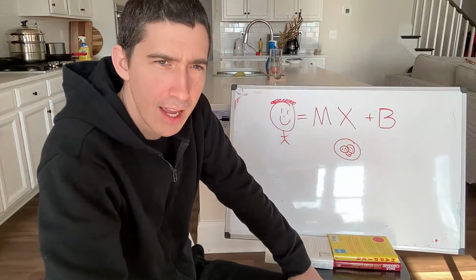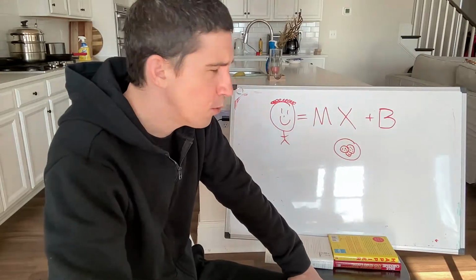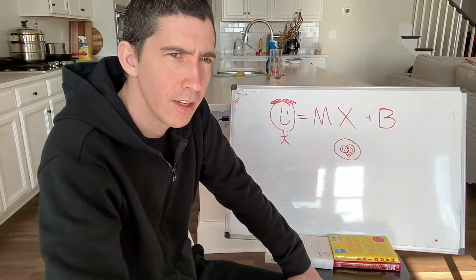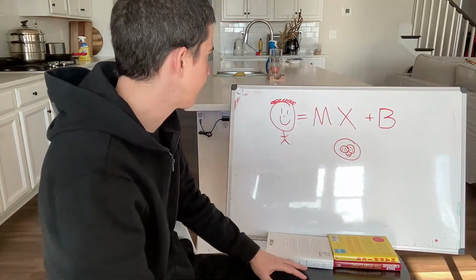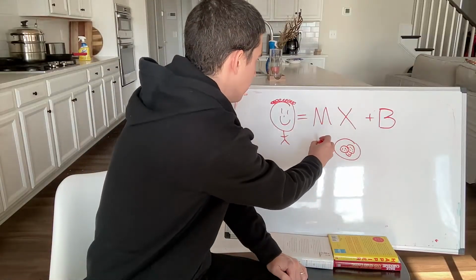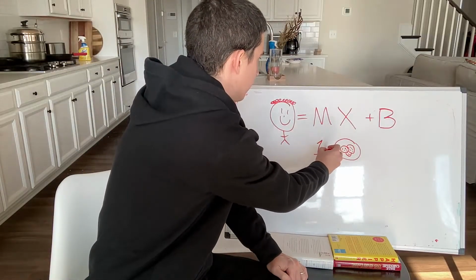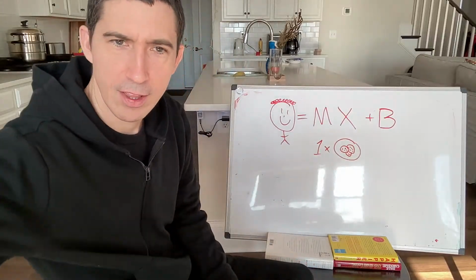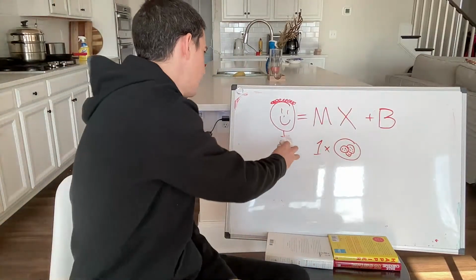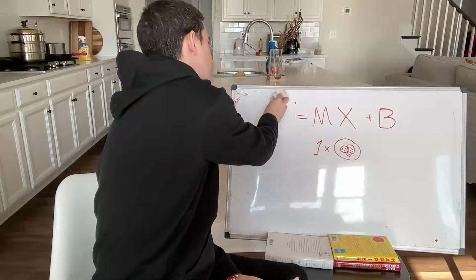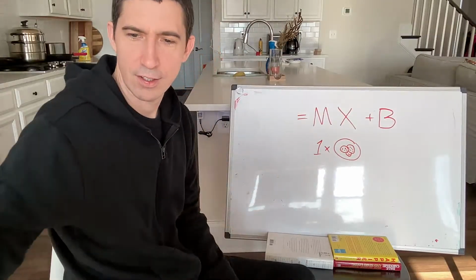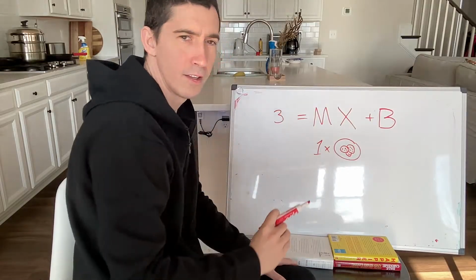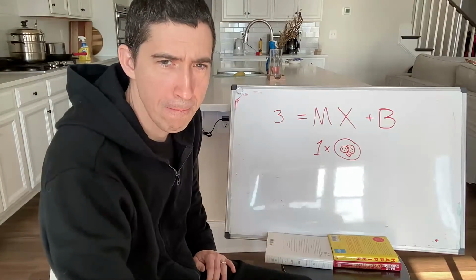All right. And let's say that you like cookies. And so for you, every one of those cookies is going to give you 1 point. So your M equals 1. 1 times 3 cookies. So what does that do? This leads you to having 3 happy points.